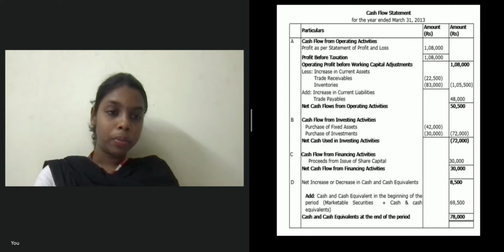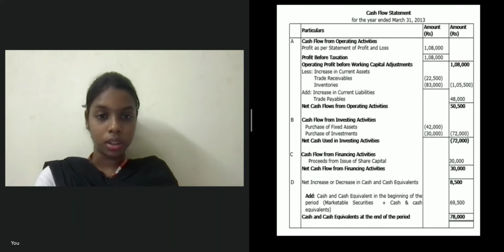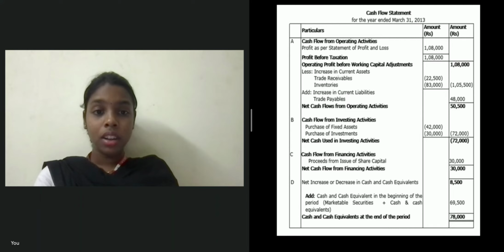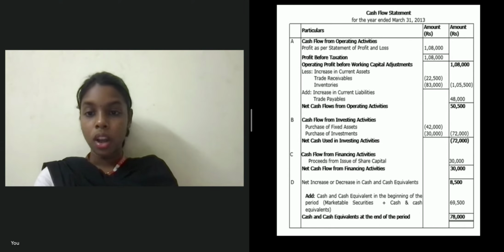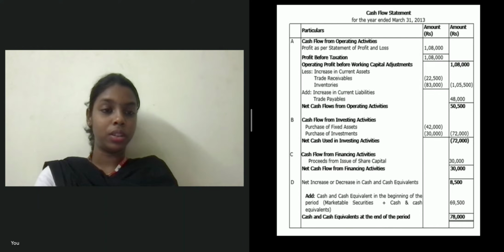Then comes the adjustment, where we have to decrease the increase in current assets, the trade receivables and inventories. So 22,500 is decreased, and we add the increase in current liabilities and trade payables, which is 83,000. So the total comes to 1,05,500. Then comes the net cash flow from operating activities. So the cash flow from operating activities is 50,500. The total is 50,500.